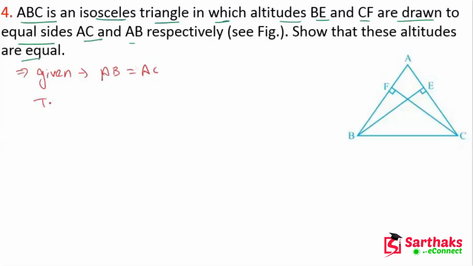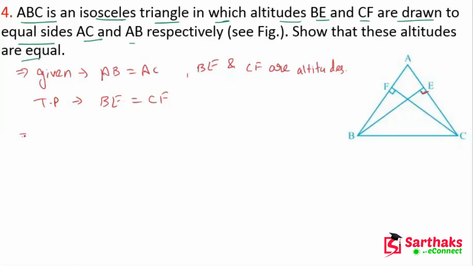Okay, and we have to prove that BE is equal to CF. Okay, my dear friends, I hope you get this point. And we also know that BE and CF are altitudes, means they make a 90-degree angle on the respective sides. Means BE makes a 90-degree angle on AC and CF makes a 90-degree angle on AB. Okay, and we have to prove BE is equal to CF.